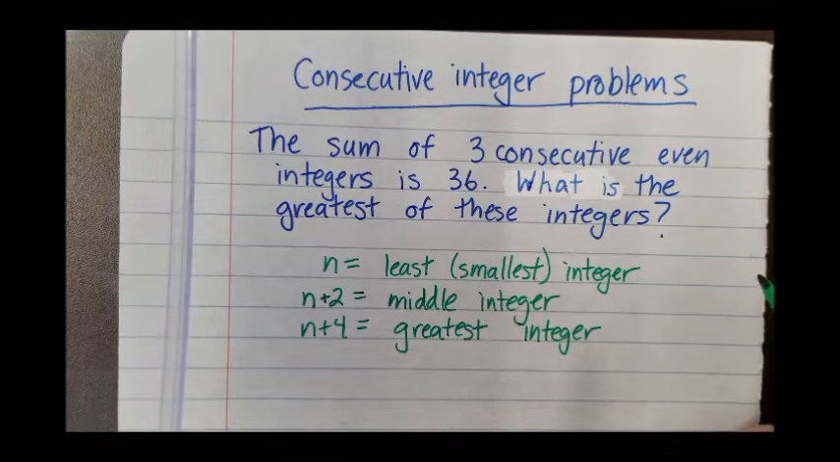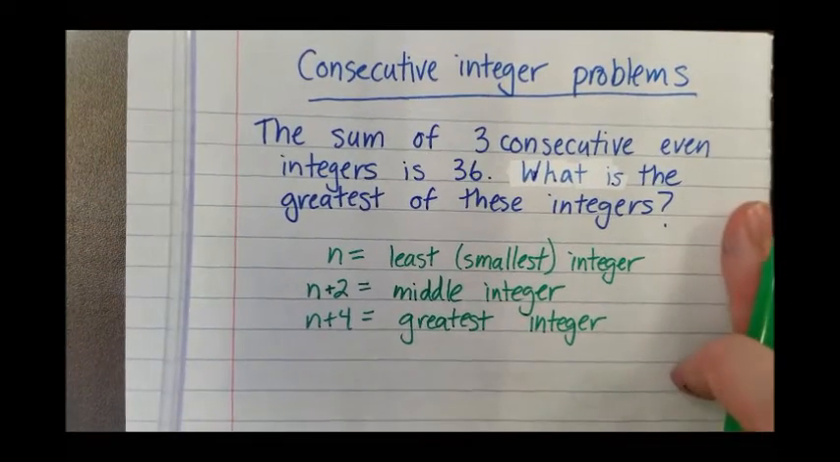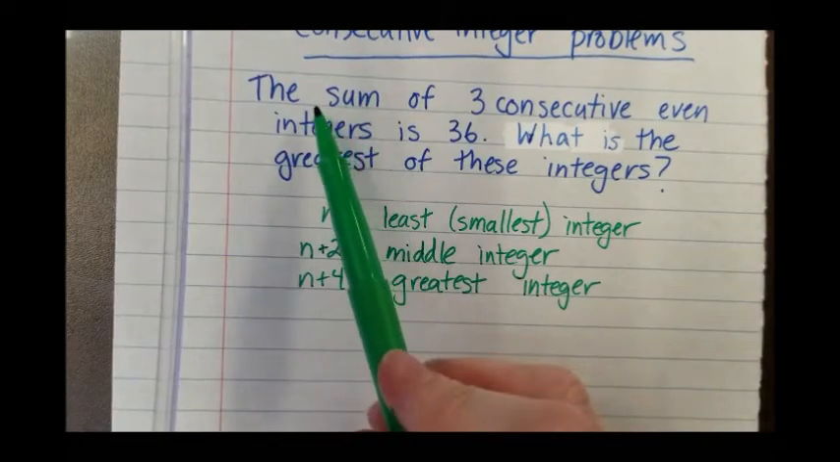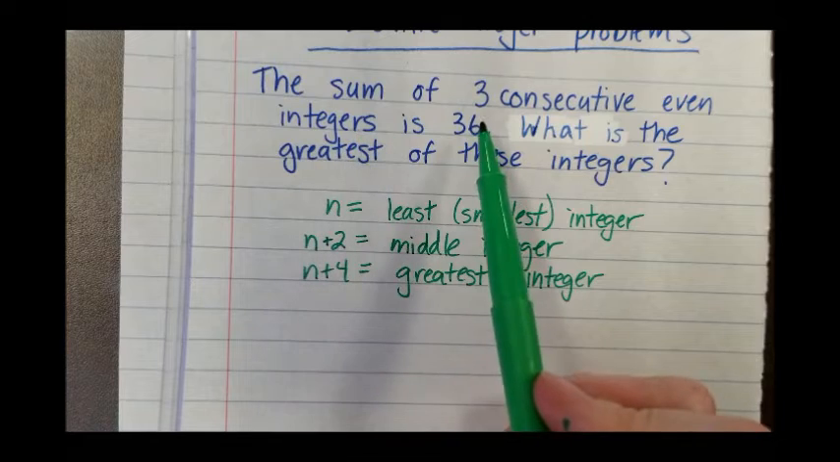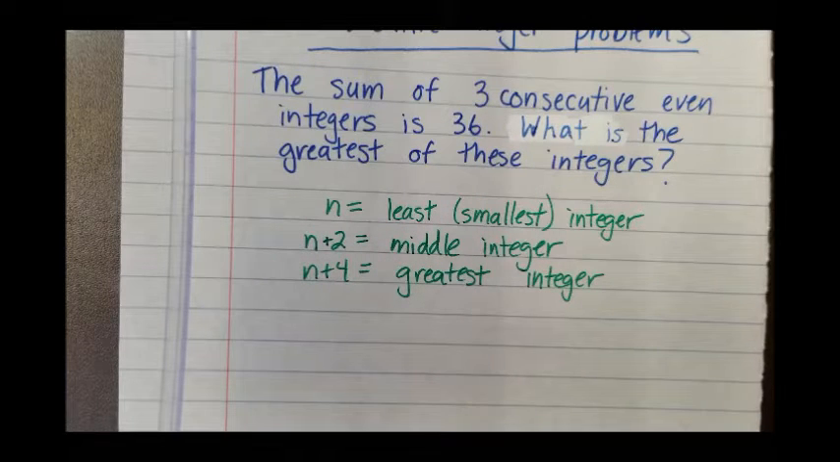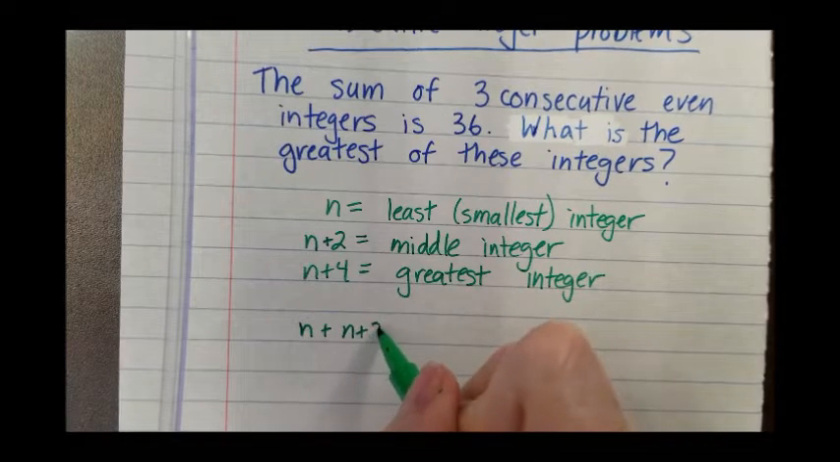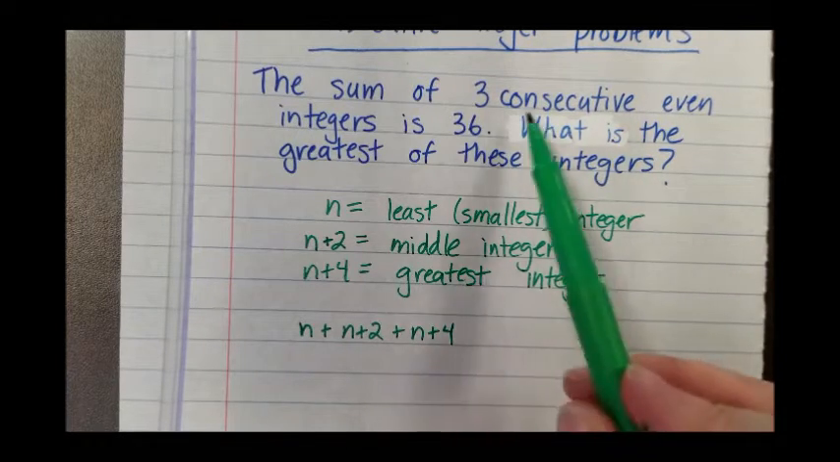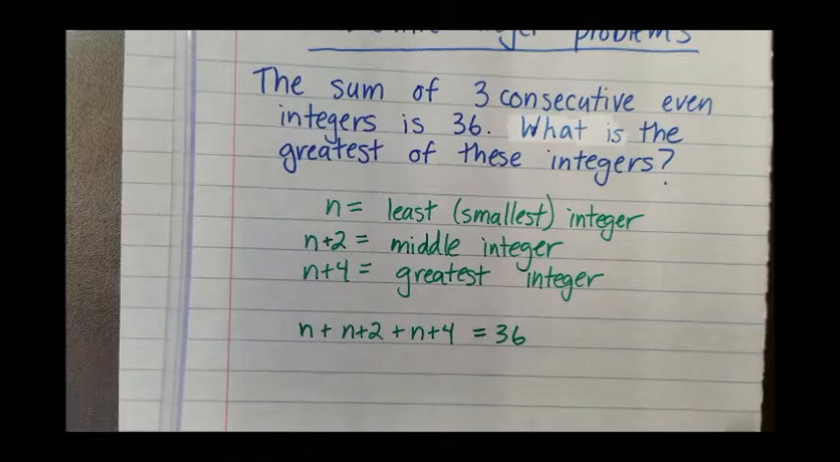Okay, the next step that we need to do is turn this problem into an equation. So when we turn this into an equation, we're just going to basically translate this sentence here. The sum of three consecutive even integers is 36. By sum, we mean that we need to add them all together. So let's do that: n plus n plus 2 plus n plus 4. And it says our sum is 36, so that means this equals 36.